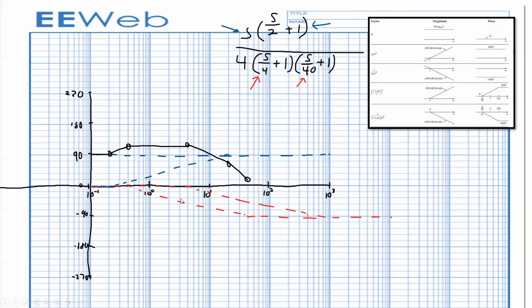Starting at 40, our s over 4 plus 1 term has stopped contributing. So now we're back to negative 45 until our s over 40 plus 1 term stops contributing at a value of 400. From there, it will be flat or have no gain until infinity for all time.